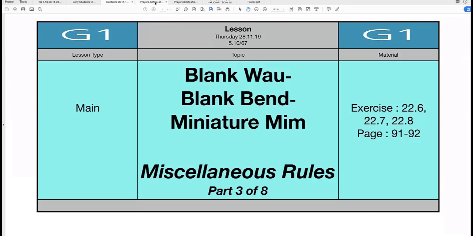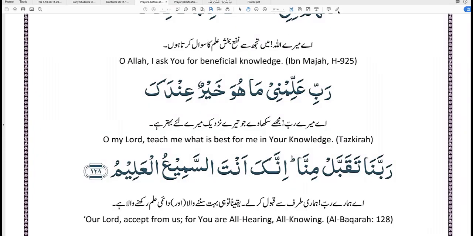Okay, so if I can have a student to the mic, so we can start with the dua, please. Yes, assalamu alaikum. Assalamu alaikum wa rahmatullahi wa barakatuhu. Assalamu alaikum. Wa alaikum assalam, darling. How are you? Good. How are you? Alhamdulillah, I am very good. Jazakallah for asking.